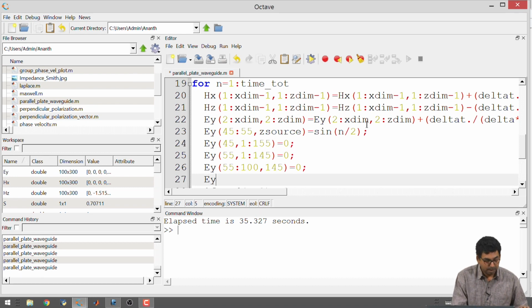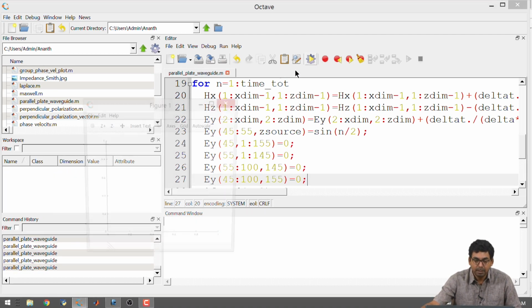I have another plate. Okay. If they are wrong, I'll correct it as we go. I think it's correct. 55 colon 100 comma 145, 45 colon 100 seems fine to me. Okay. So now I'm going to run this again.